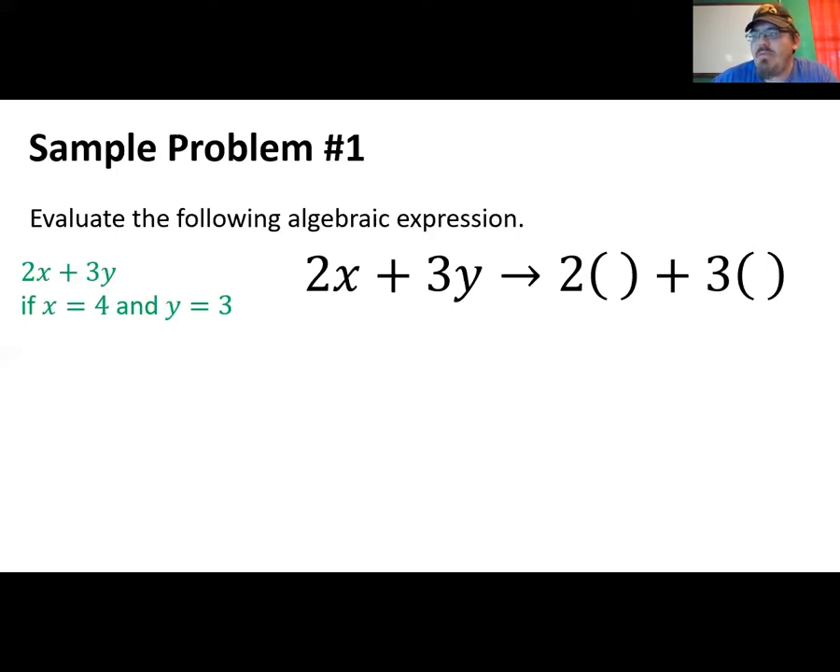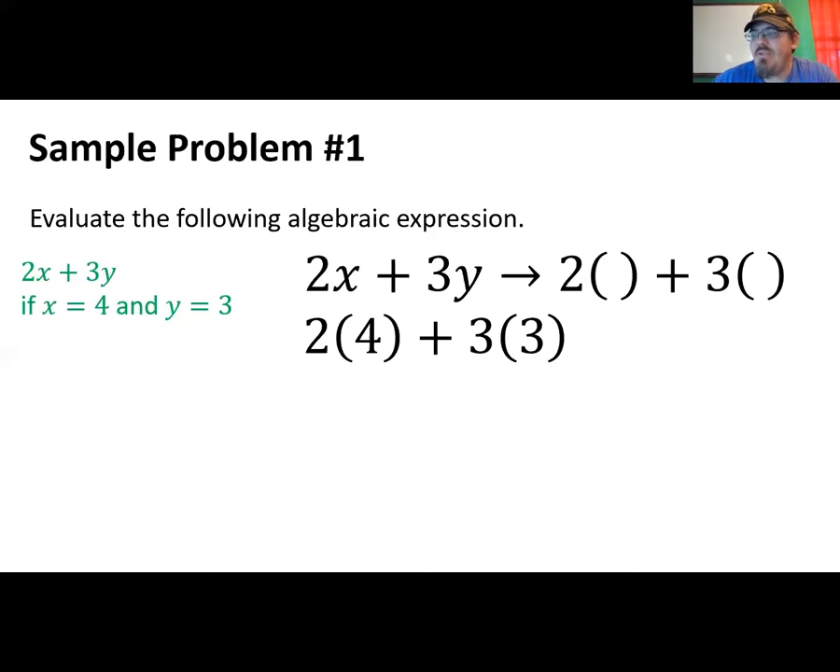Now, once you've replaced the variables with the parentheses, the next step is to put the numbers into those parentheses. Where the x was, we're going to put 4. Where the y was, we're going to put 3. Now that you've done that, we are dealing with a numerical expression where you follow order of operations in order to simplify. When we think about order of operations, the first step is grouping symbols. There are parentheses in this problem, but there's nothing to simplify inside of them because they're already single numbers. So we can go ahead and skip that step.